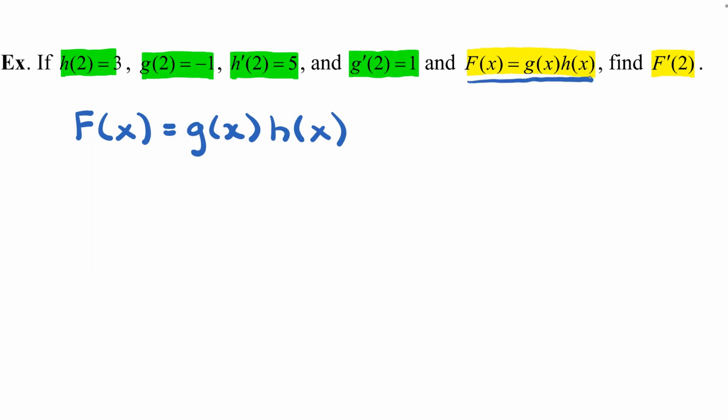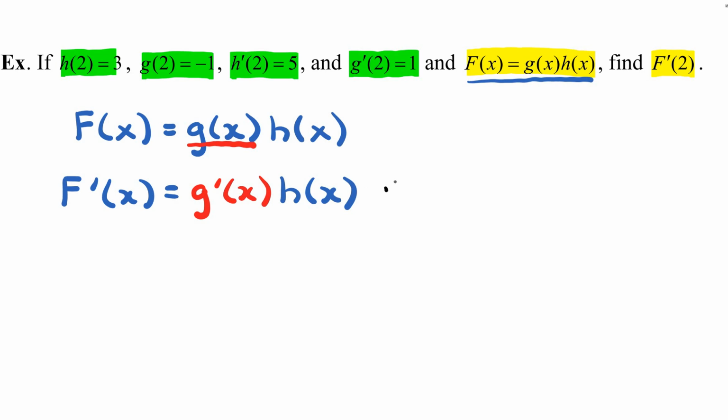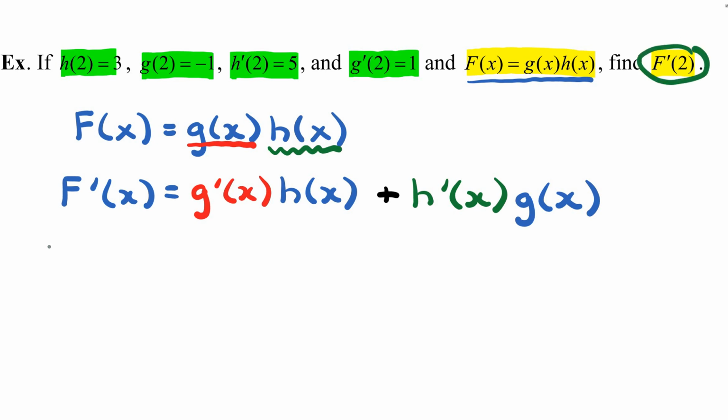So that's a product. And we're going to find the derivative here. So this will be f prime of x. And what's the derivative of the first function? Well, that's going to be g prime of x times the second function, which is h of x, plus, now we need the derivative of the second guy, which is h prime of x, and then we multiply by the first function, which is g of x. All right, so there you go. There is my derivative expression, and then we need to find f prime of 2. So f prime of 2.